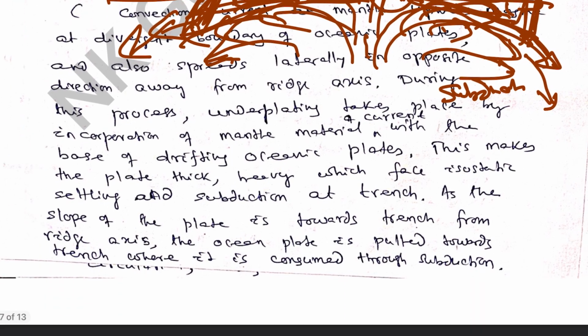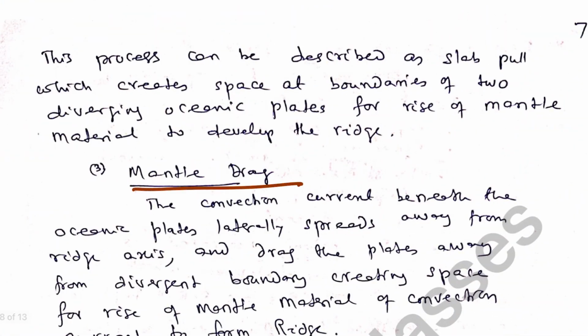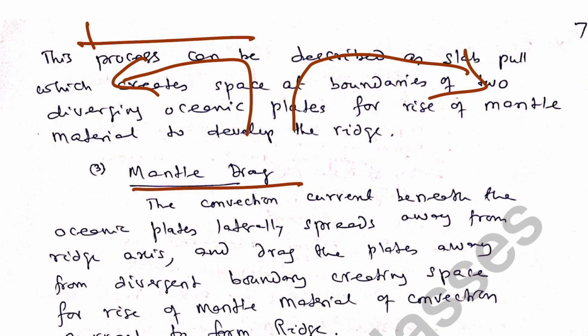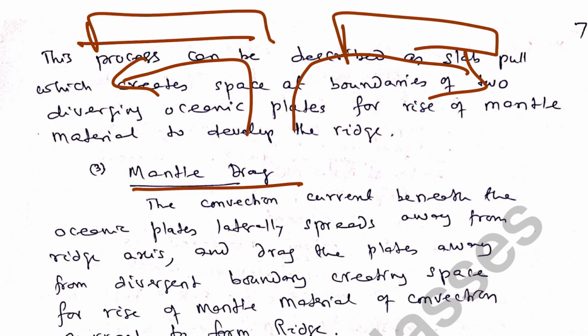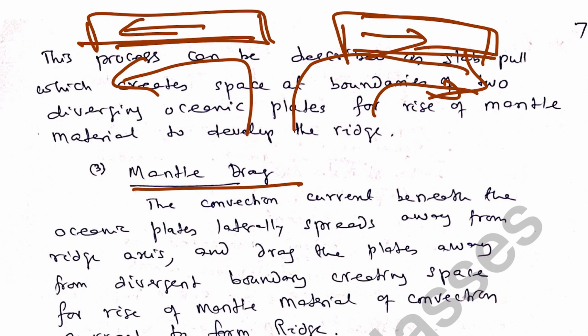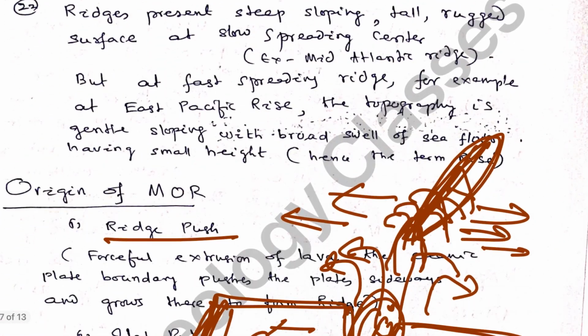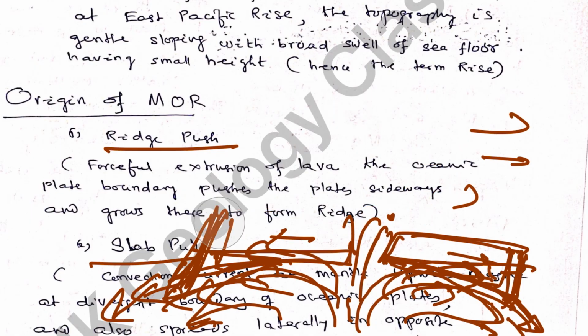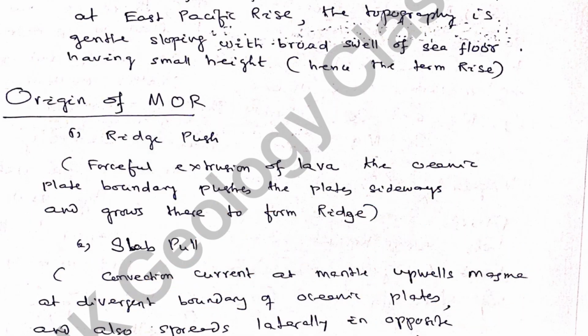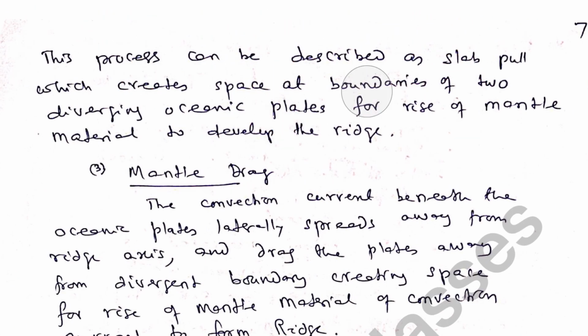Besides this, we have the dragging effect of the mantle. As the lava is moving like this below the plates, it is having its dragging effect over the plate. So plates are pushed sideways, making room for accumulation of lava and magma in this portion to form the new oceanic crust. So these are the three causes: ridge push, slab pull, and the mantle drag.